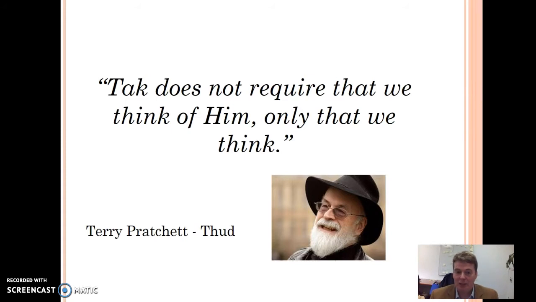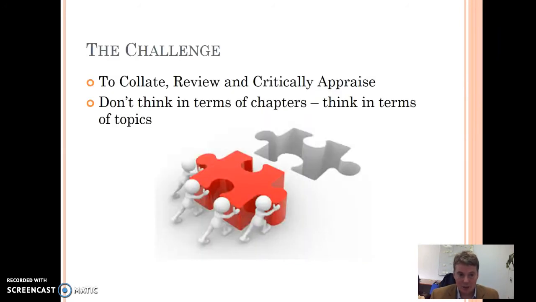Talking about something like the value chain or portfolio forces and just talking about it on its own isn't really of any value. But if you can apply that to an organisation or an industry, then that's a really useful skill. One of the challenges of an exam is to bring together information, to review it, and to critically appraise. That's looking at things holistically.